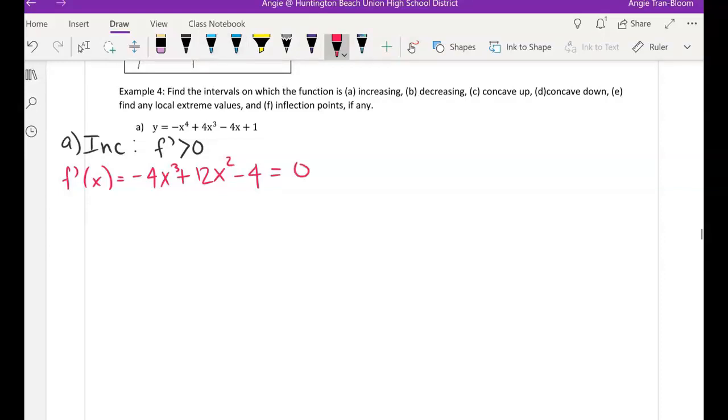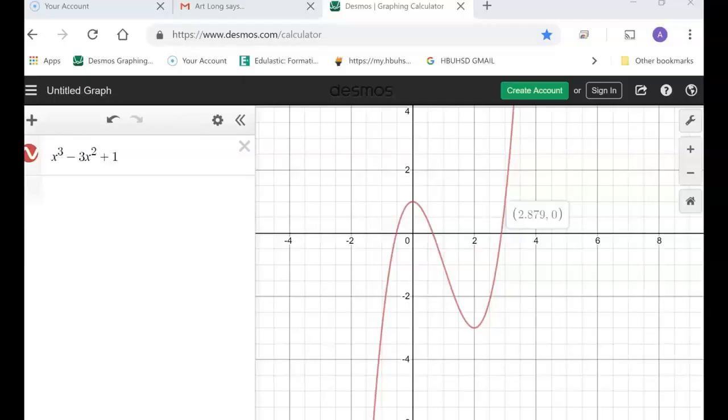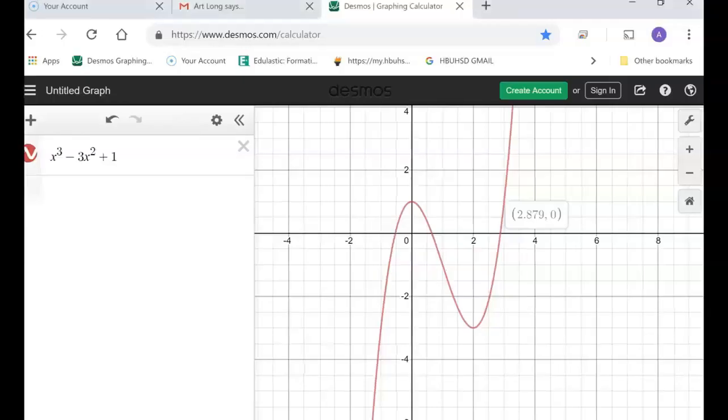First things first, I would now factor out a negative 4. So I'm going to end up with positive x to the third minus 3x squared plus 1 equal to 0. Whoops, can't factor, so I would need to use decimals to find my zeros. Technically, you can use the quadratic formula and punch it in, but I'm just going to use my decimals here.